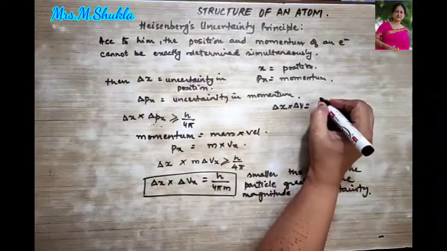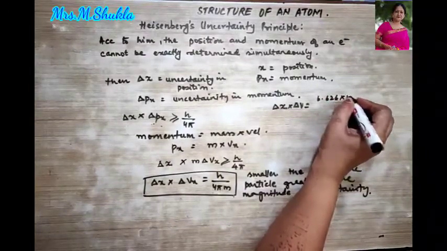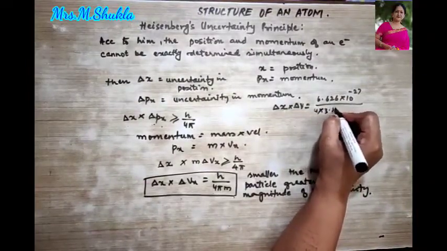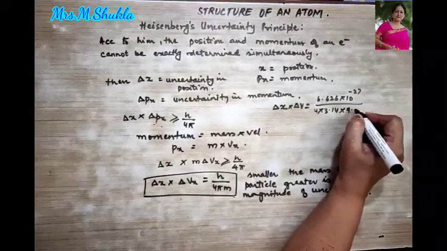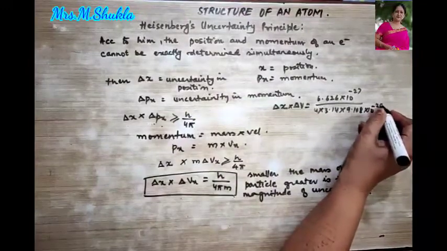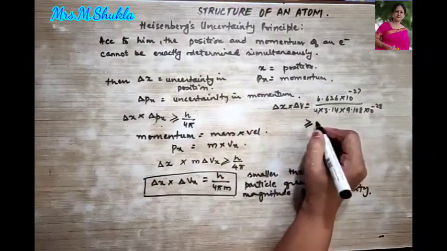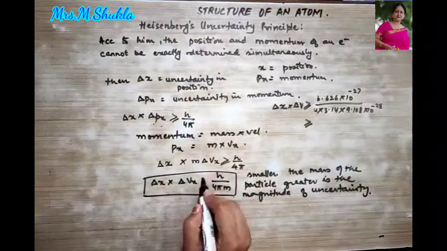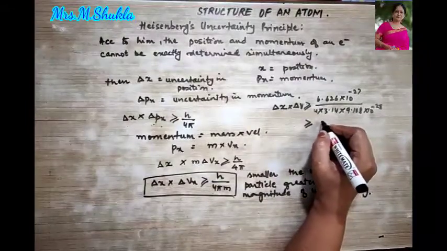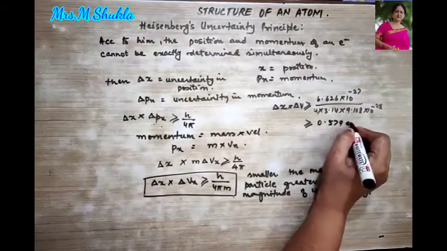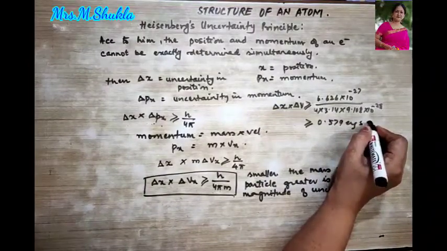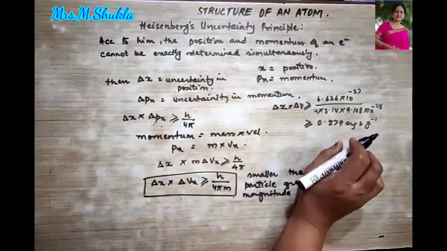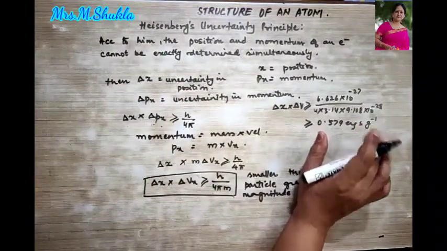So let's put the value of h. It is 6.626 into 10 to the power minus 27 upon 4 into pi, which is 3.14, into the mass of the electron, 9.108 into 10 to the power minus 28. This is equivalent to approximately 0.579 ergs second per gram. So this value is very large as compared to the dimensions of the characteristic quantities of the electron, and this cannot be neglected.